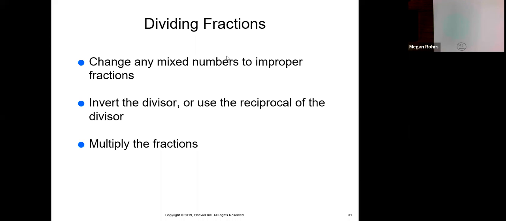Okay, now dividing fractions. First, any mixed number, make sure you change that into an improper fraction first. I should have mentioned that with multiplication as well. We can go through an example real quick on that. And then with division, you're going to invert the divisor, which is the same thing as inverting the second fraction that we see, which I'll explain when we see an example here. So we're basically just going to flip the second fraction and then change the problem into a multiplication.